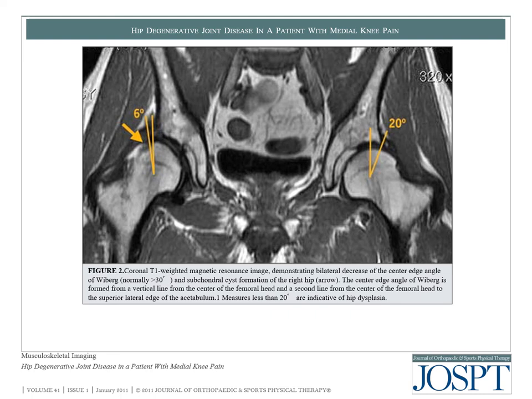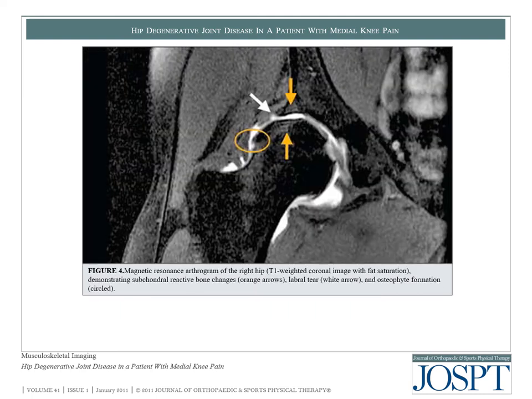The arrow, by the way, points out a subchondral cyst in this particular image, which we didn't necessarily see on the plain films. But if you recall, subchondral cyst on plain films is one of the findings indicative of hip osteoarthritis. So we already know that he has signs consistent with hip osteoarthritis. We know that he's dealing with acetabular undercoverage, which is consistent with congenital hip dysplasia.